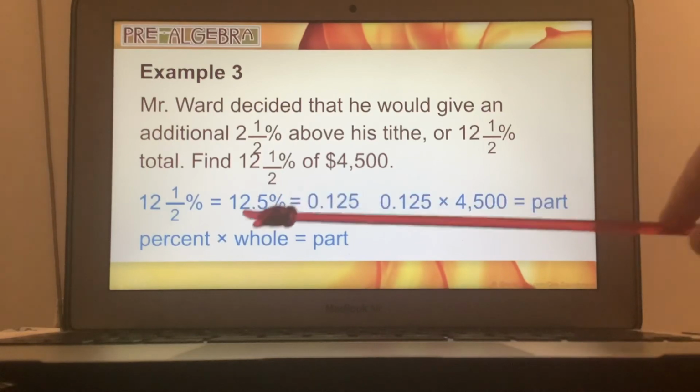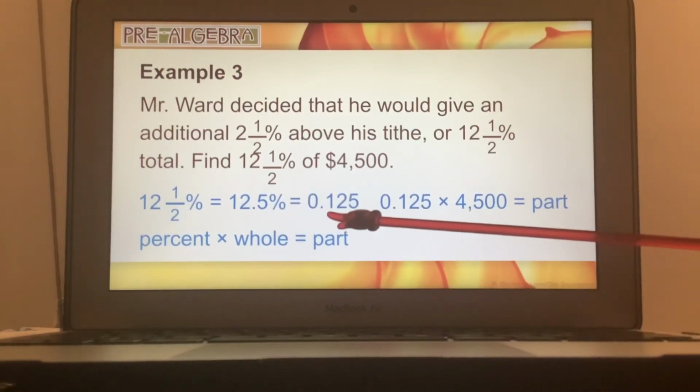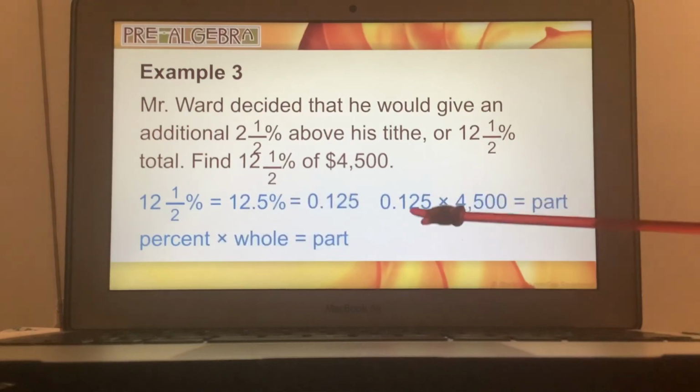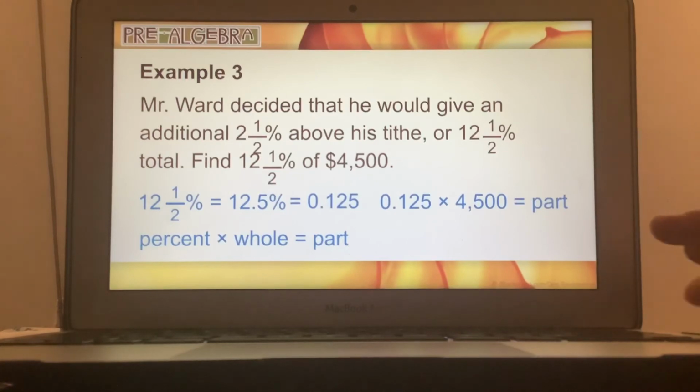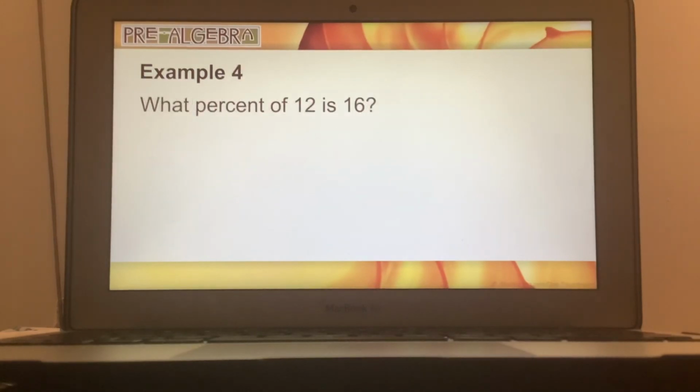So here's our percent, 12.5%, right? Which is 0.125, right there, times the whole, which is $4,500, and that gives us the part, the amount that Mr. Ward tithed. And that part is going to be $562.50. That is the amount that Mr. Ward gave back to God in his offering. Now remember, we're talking about money, right? So your answer must have money as well. All right, the next example.